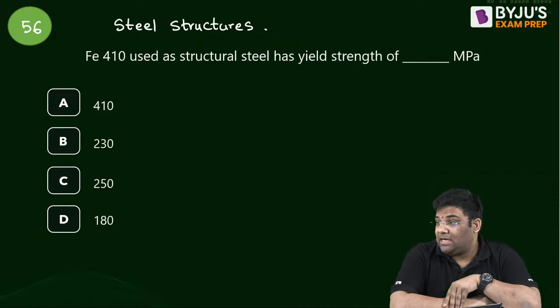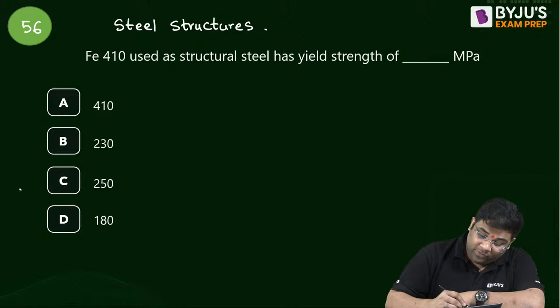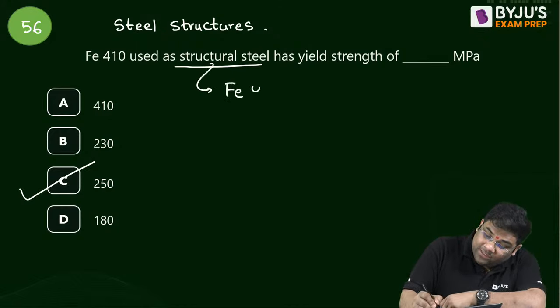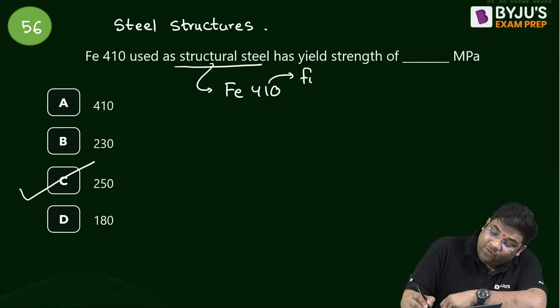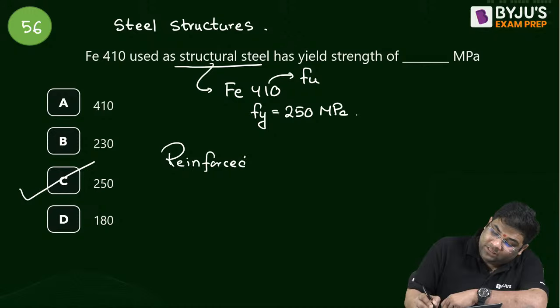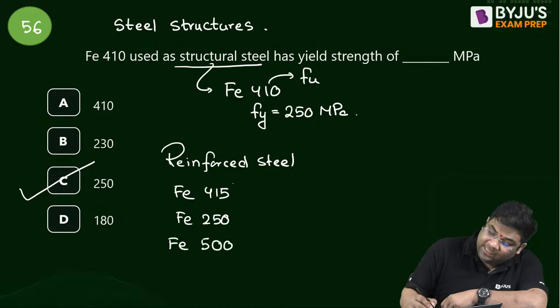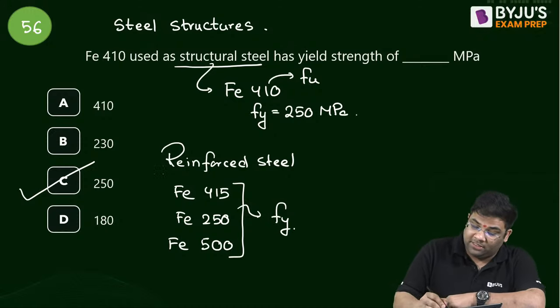Fe410 used as structural steel has a yield strength of how much? It has 250. Remember, for structural steel, when we write Fe410, it indicates the Fu, and Fy is 250 MPa. For reinforced steel, when I write Fe415 or Fe250 or Fe500, these indicate Fy, but not in the case of structural steel. You should remember this. Okay.